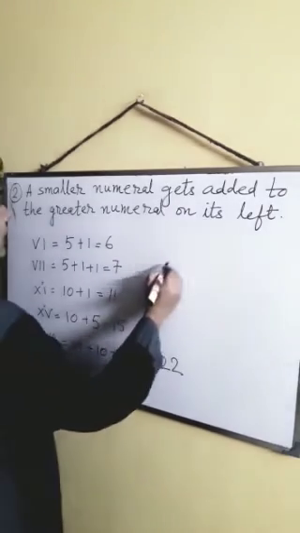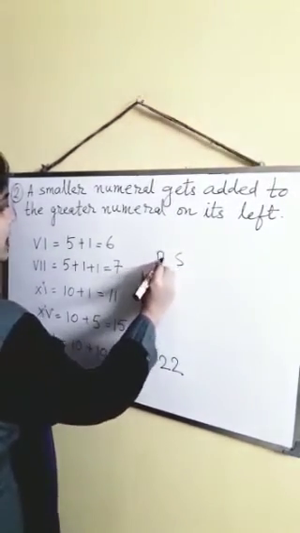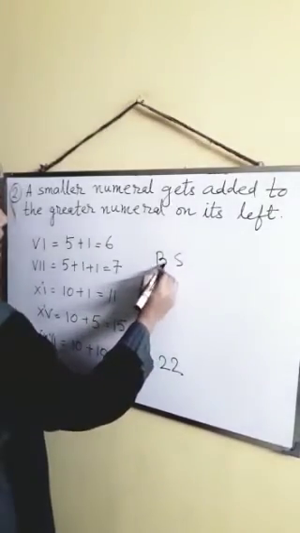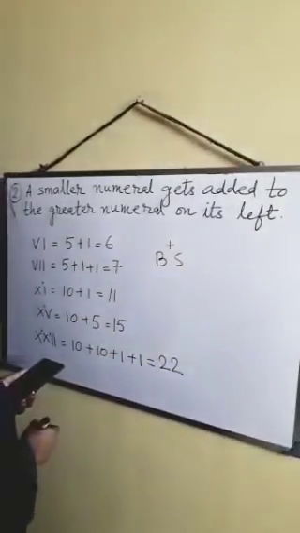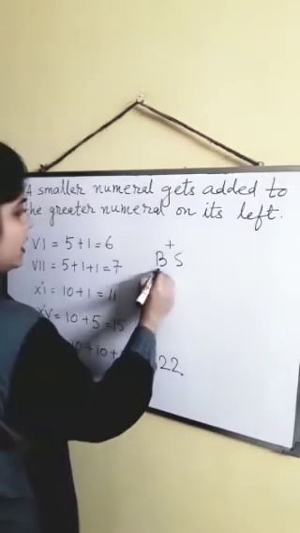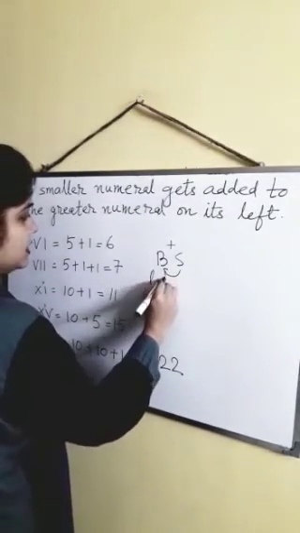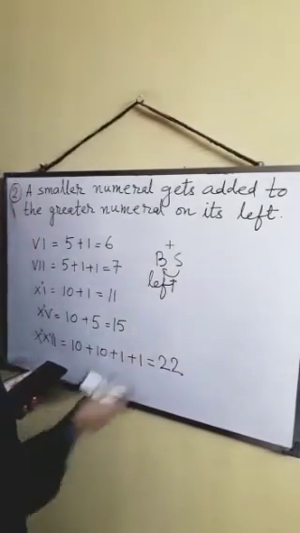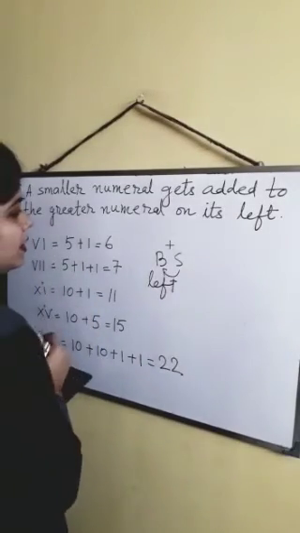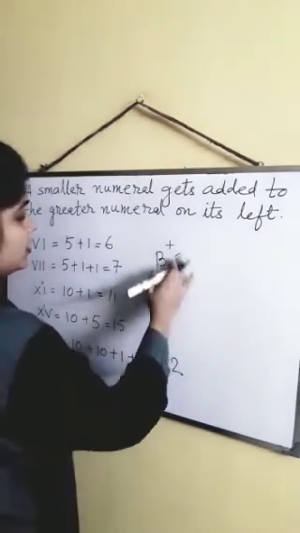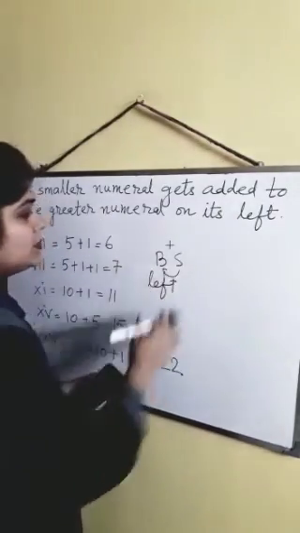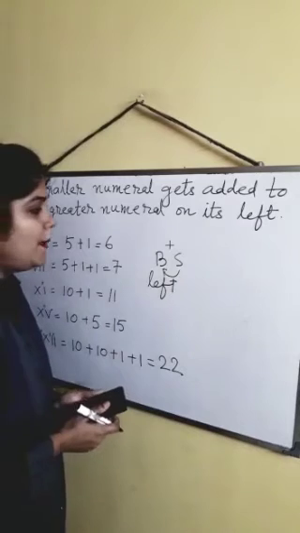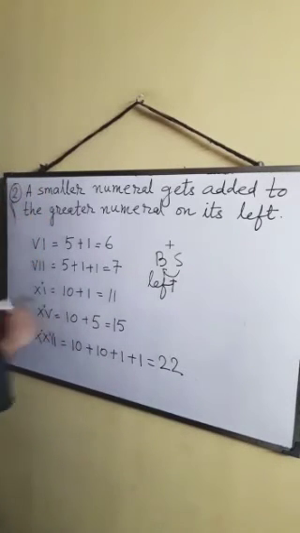So the smaller number and the bigger number. If the bigger number is on the left side of the smaller number, they will get added. Okay, you have to remember, if the bigger number is on the left side, it will get added to the smaller number. And if the bigger number is on the right side of the smaller number, the smaller number will get subtracted from the bigger number. Okay, write this rule in your copy.